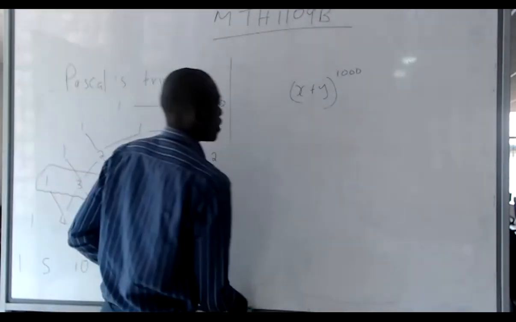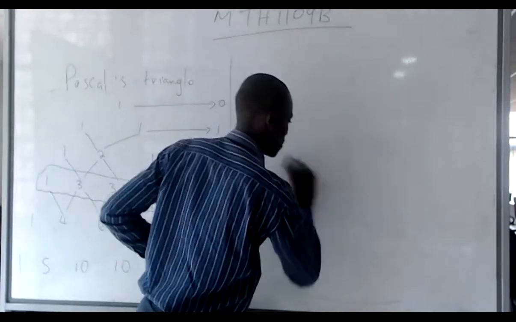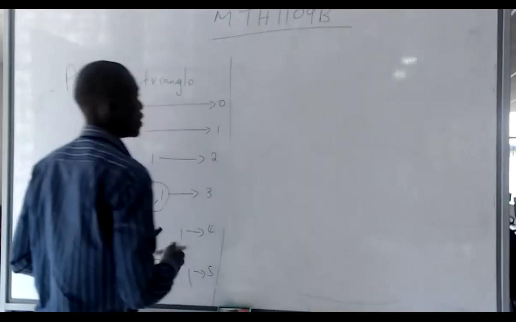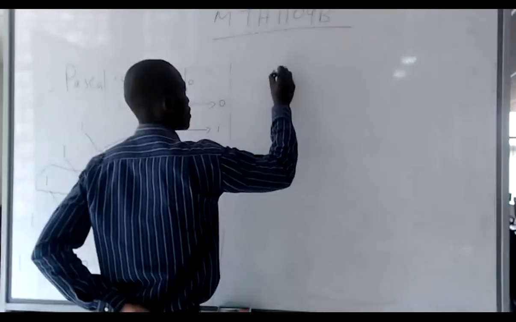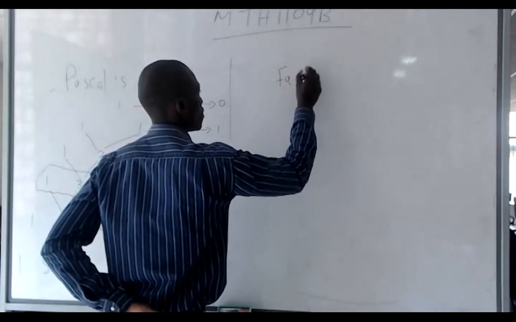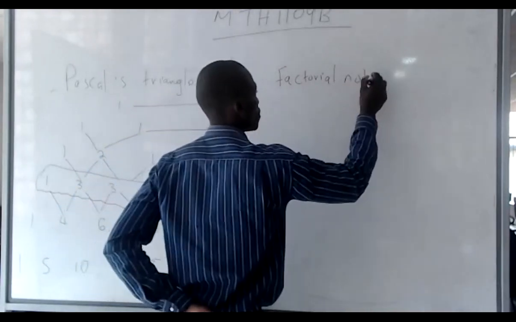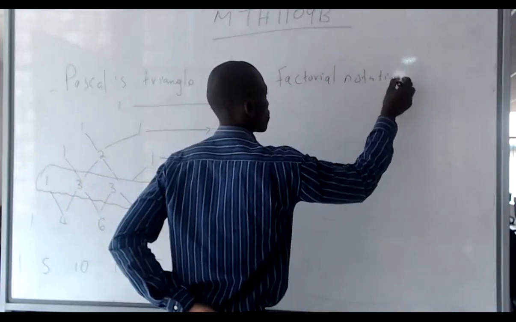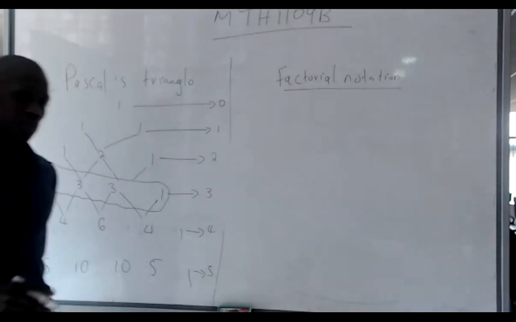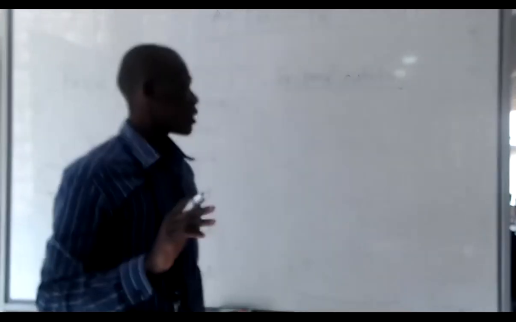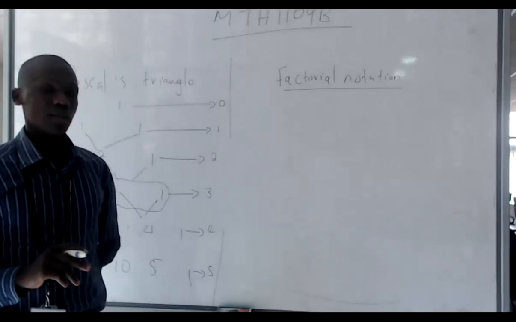Now to do this, I will introduce the binomial theorem. But before the binomial theorem, there are a few definitions I would like to make. The first definition is the factorial notation. Now in this class, I will only define factorial for positive integers, or natural numbers.